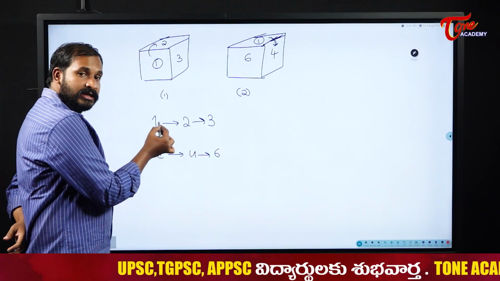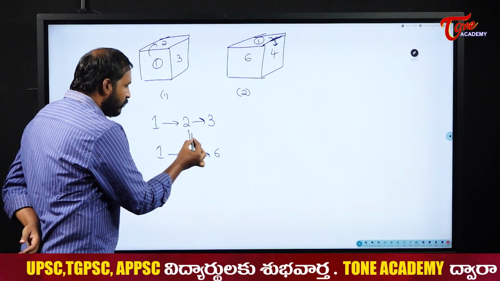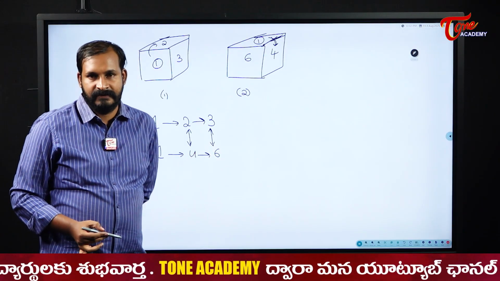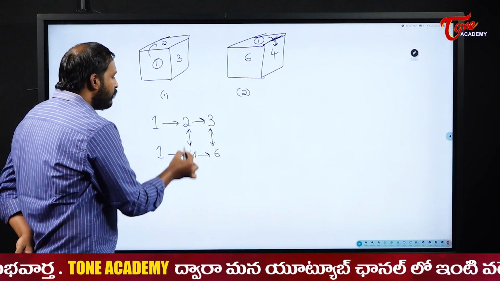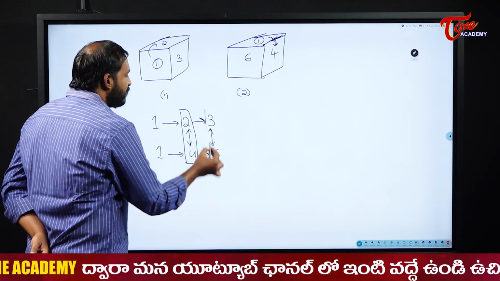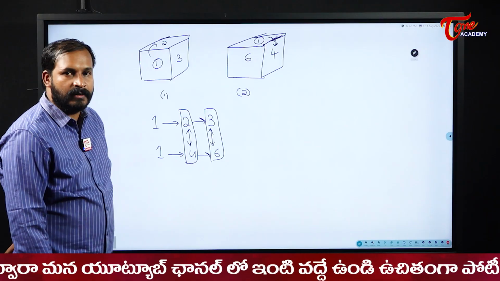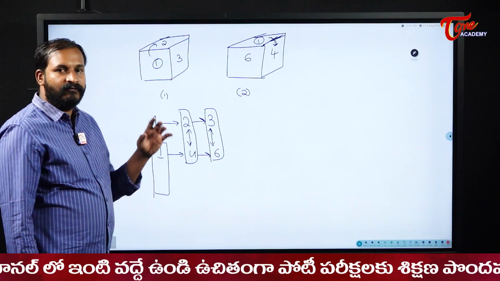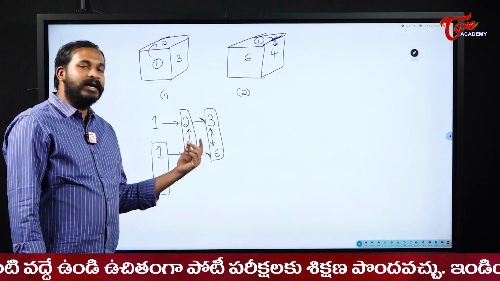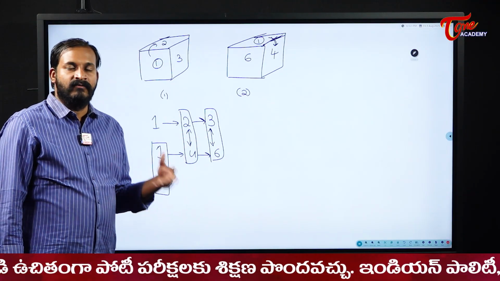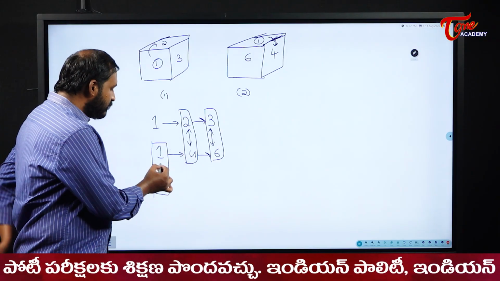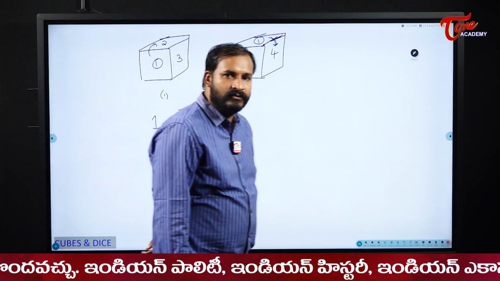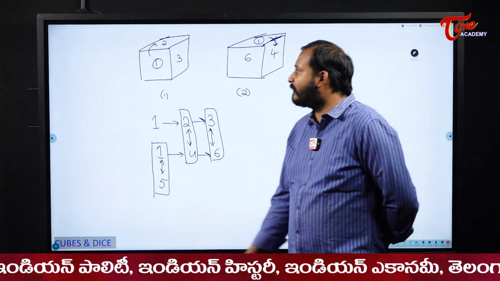Now see here, students, we can say that 2 is exactly opposite to 4 and 3 is opposite to 6. Then which number will be opposite to 1? Out of 6 numbers, I already came to know 2 pairs. What is the leftover number for me? 5. So 1 will be opposite to 5.